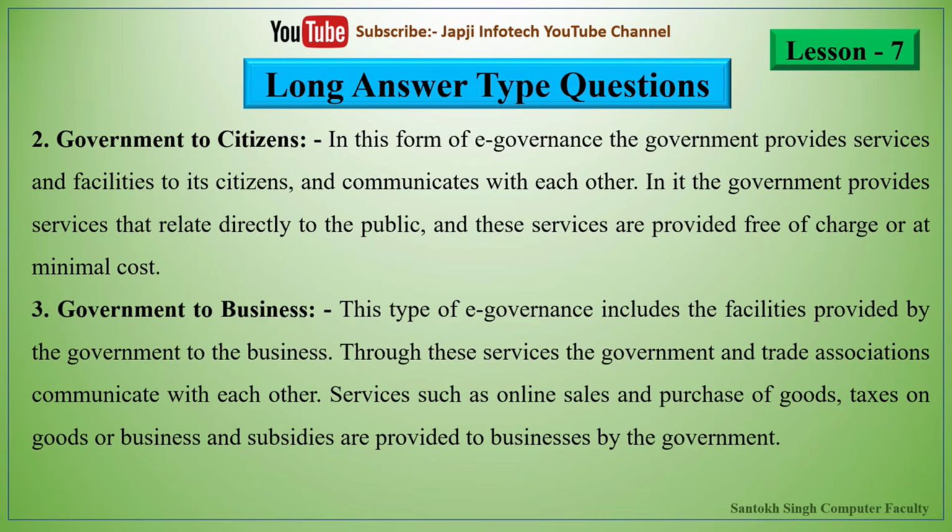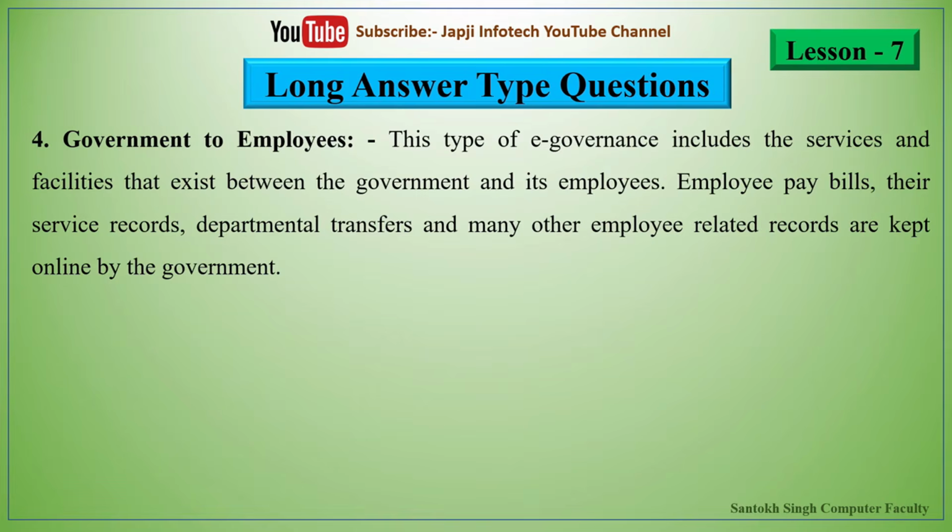Third one is government to business. This type of e-governance includes the facilities provided by the government to business. Through these services, the government and trade associations communicate with each other. Services such as online sales and purchase of goods, taxes on goods for business and subsidies are provided to business by the government.